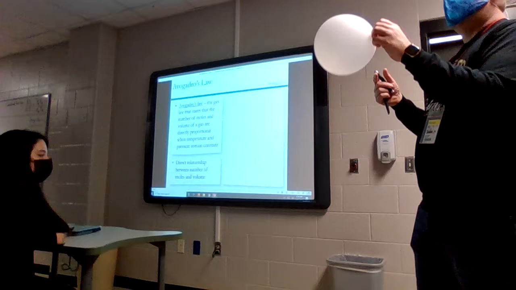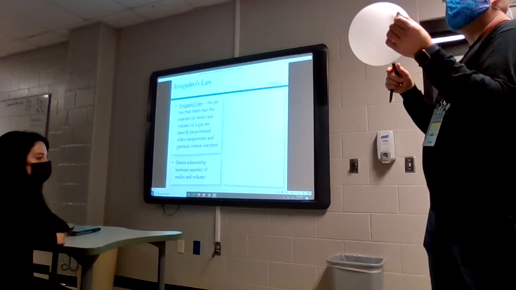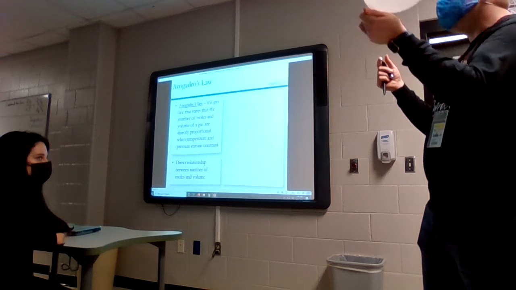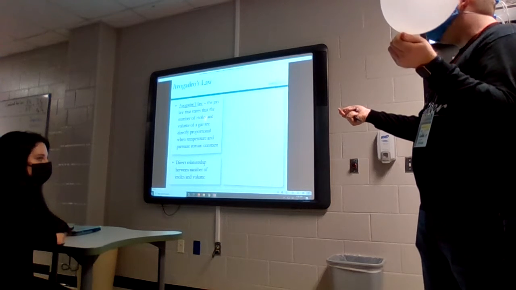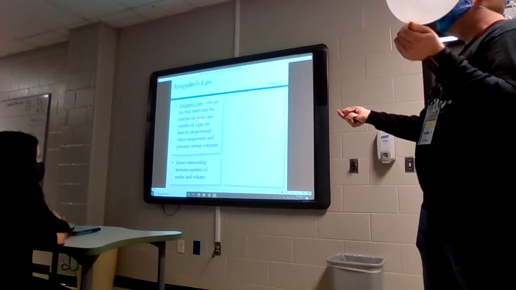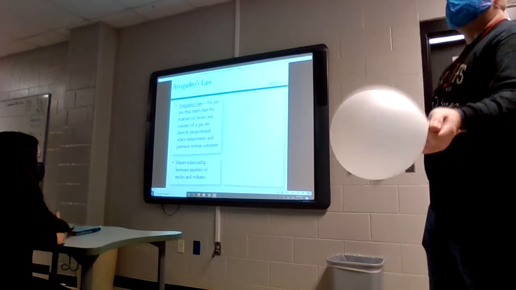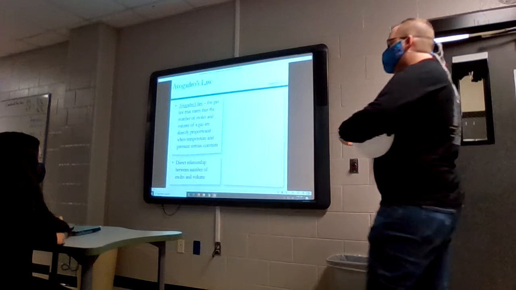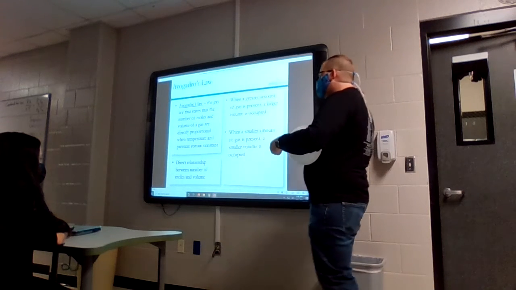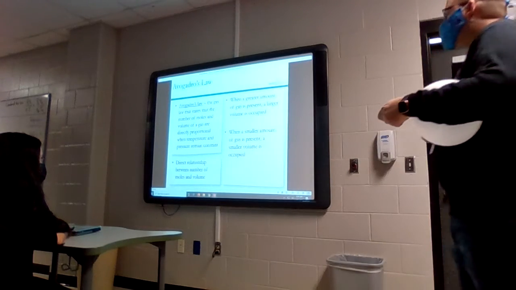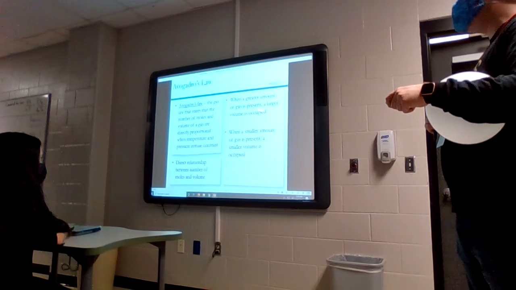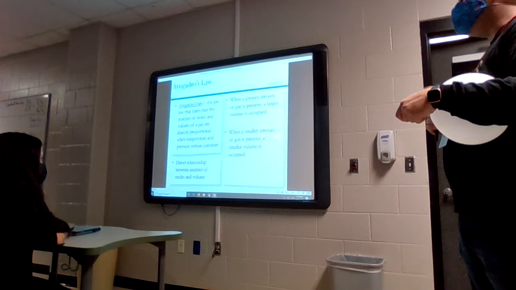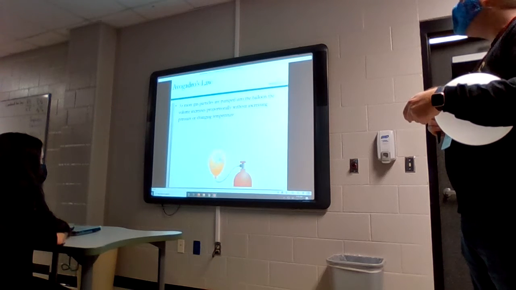What's going to happen to the volume if I blow more air into the balloon? What's the size of the balloon going to do? It's going to get bigger. So the more moles I put in, the more volume I have. Those are going to go up and down together. As the moles go up, the volume should go up. As the moles go down, the volume should go down. Just remember that's a direct relationship. When a greater amount of gas is present, you need more volume to occupy that gas. If I have less gas, I have less volume.